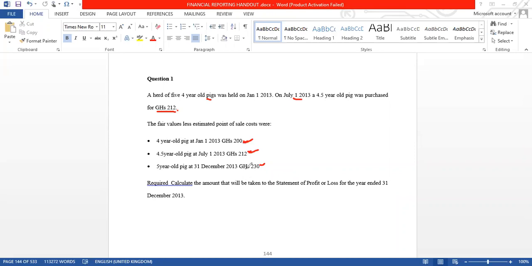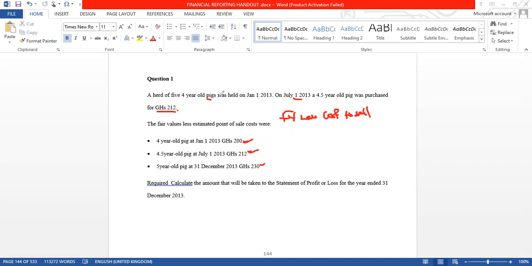What we are going to do here is to value our agricultural products, our biological assets, and see if there is any amount we will put to the profit or loss statement. So remember, it is done at fair value less cost to sell. So we are going to go through.